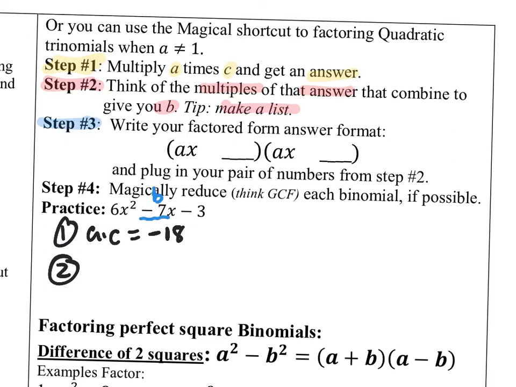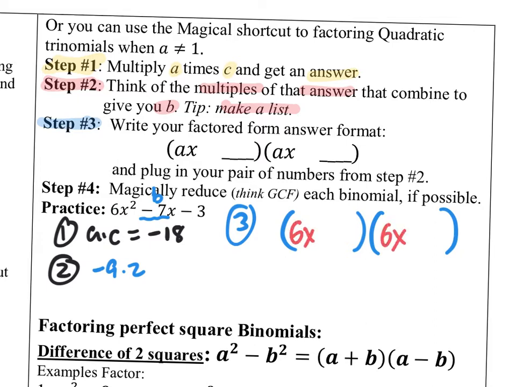And we said that was negative, what was that? Negative 9 times positive 2. Of course, make a list if you're struggling with that. Now let's go back to step 3, magical step 3. Magical step 3 is to write your factored form answer format, and in the parentheses, in this spot right here, put ax. What is our a value? Our a value is 6, and we're going to put it with a single x. So we're going to put 6x and 6x.